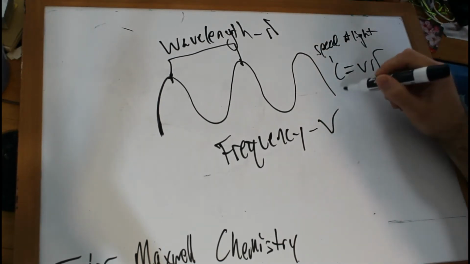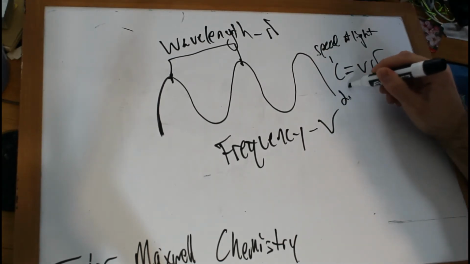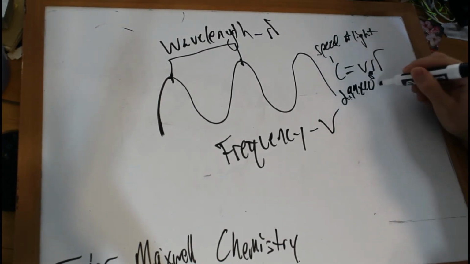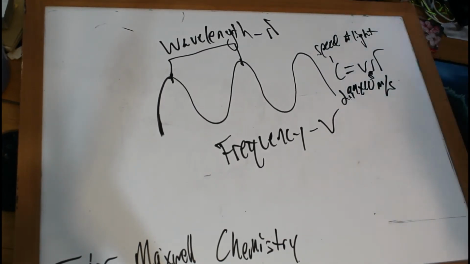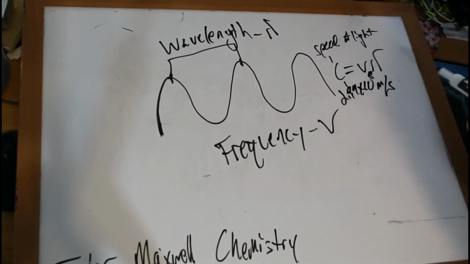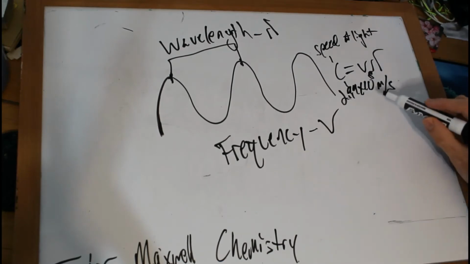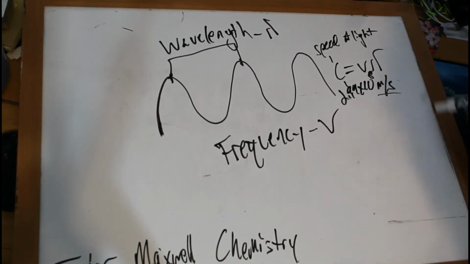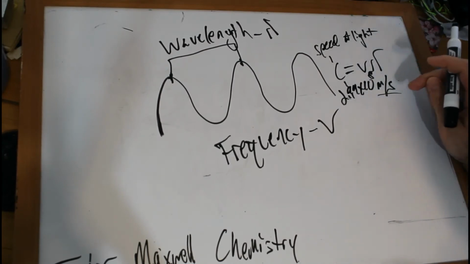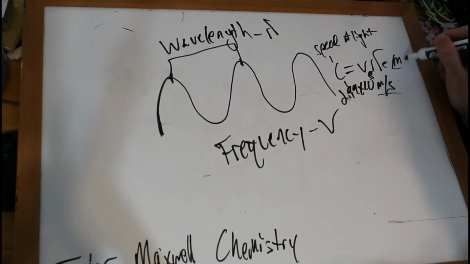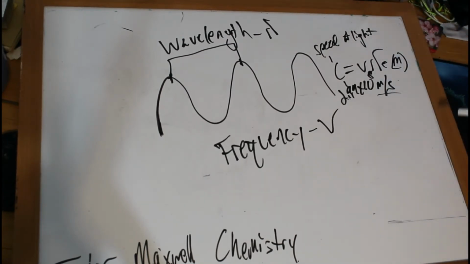Which is a constant at 2.99 times 10 to the 8 meters per second. So this is a constant, c, and that's the speed of light, 2.99 times 10 to the 8 meters per second. So the units there are very important because that means that our wavelength has to be in units of meters. Okay, that's really important.